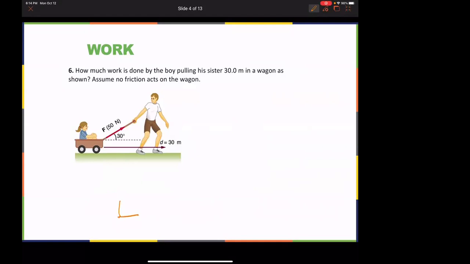All right, so let's try this. Here we go with our free body diagram. We have a 50 Newton force at 30 degrees, and we're moving 30 meters. So work equals F d cosine theta. Work equals 50 times 30 times the cosine of 30, which is 1299 joules.